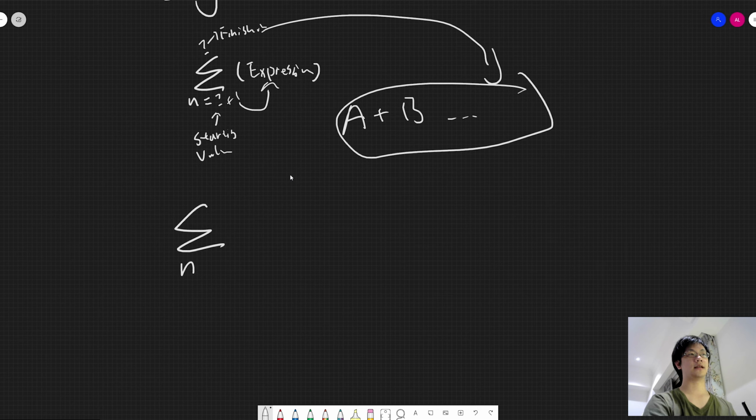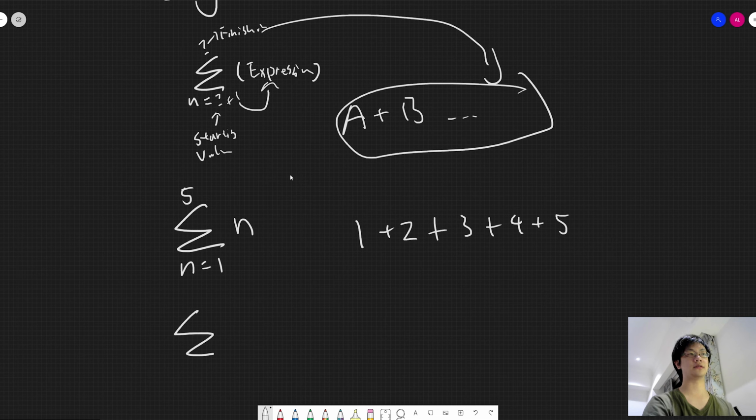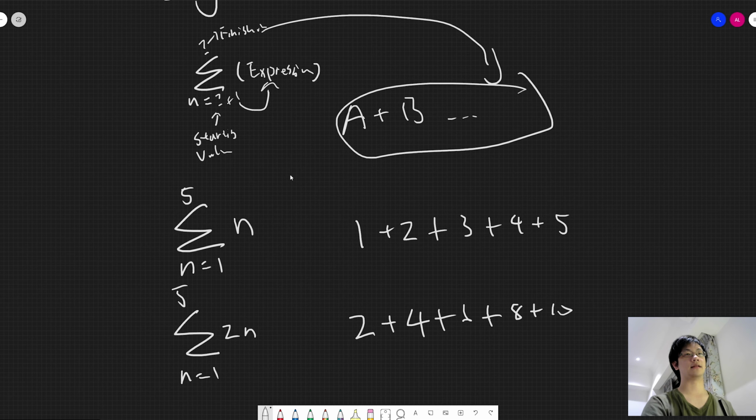So let's see, we have n equals 1, and then 5, and then my expression is just n, right? So that means I do n equals 1 first, right? So I have 1, and I plus 1, so I get n equals 2, and then n is 2 plus 2. I do this all the way up to 5. So this is my sum, right? This is the most simple. What if my expression is more complicated, like 2n? I do the same thing. So n equals 1, and then 2n will be 2. n equals 2, 2n will be 4. n equals 3, 2n will be 6. And then 8, and then 10. This will be my sum.